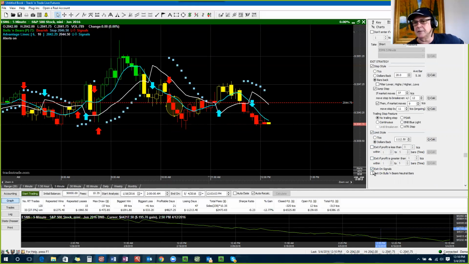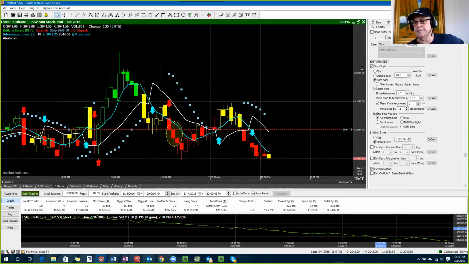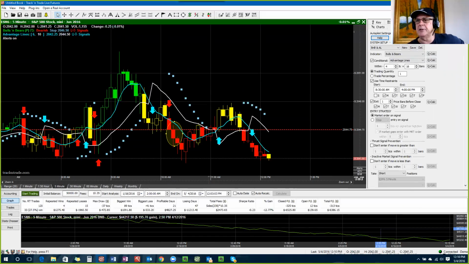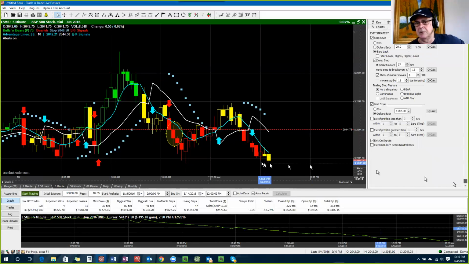You can use exit on signals. Now what that is, exit on signals or exit on bulls and bears neutral bars. So in this case, if you said exit on signals, it's going to only exit on your top signal that you have here, which is your bulls and your bears. So if it gets a bulls and bears buy signal, it's going to exit that position, because that's what you told it to do. You said exit on signals.